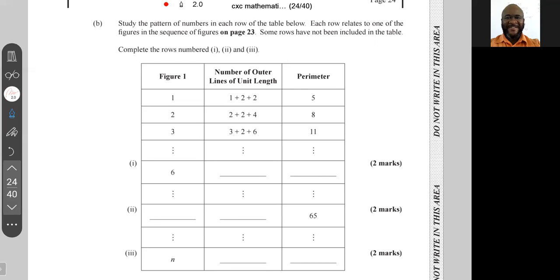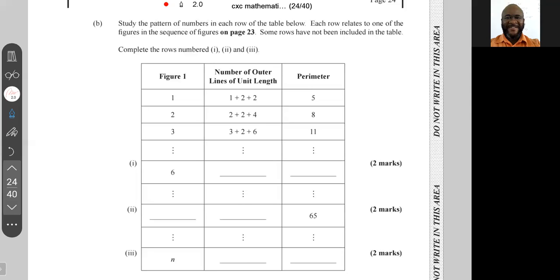All right, so the number of outer lines of unit length, you'll notice that the figure number is the same as the number that this thing starts with, 2 in the middle, and then the numbers to the right are going up by 2. It looks like it's the first number and the last number multiplied by 2. Anyway, let's see. The perimeter is going up by 3. The perimeter is going up by 3.